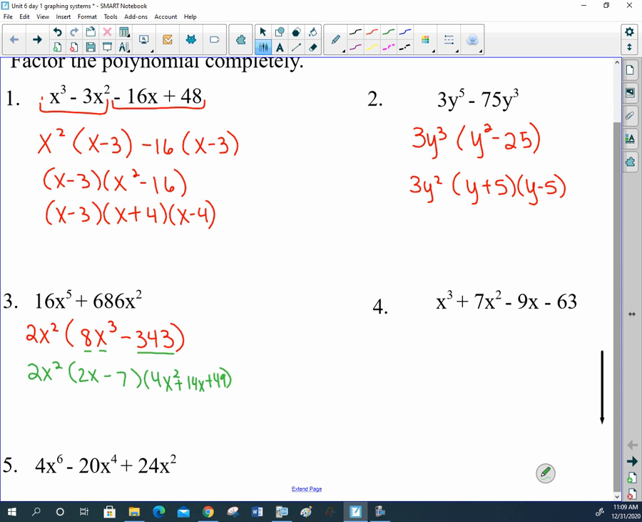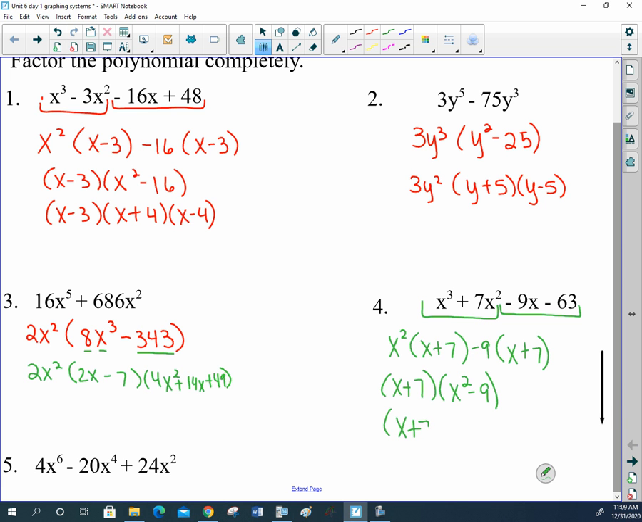And then on the right, on number 4, I noticed that, yep, 4 terms, so that makes me think grouping. I'll group the first 2 and the last 2. GCF out of the first 2 is an x squared. That leaves me with x plus 7. GCF out of the last 2 is a negative 9, so that'll be x plus 7 also. X plus 7 is now my new GCF. And so now I have x squared minus 9. And once again, that's difference of squares. So that's going to factor to x plus 3 and x minus 3.